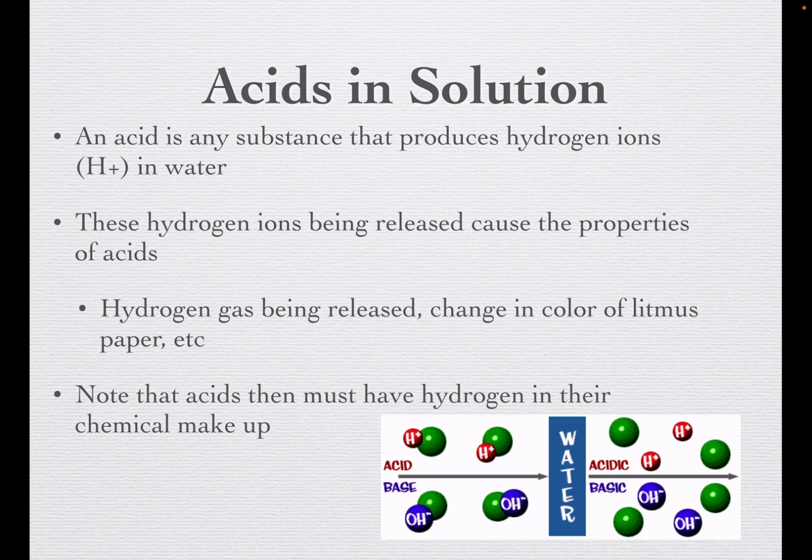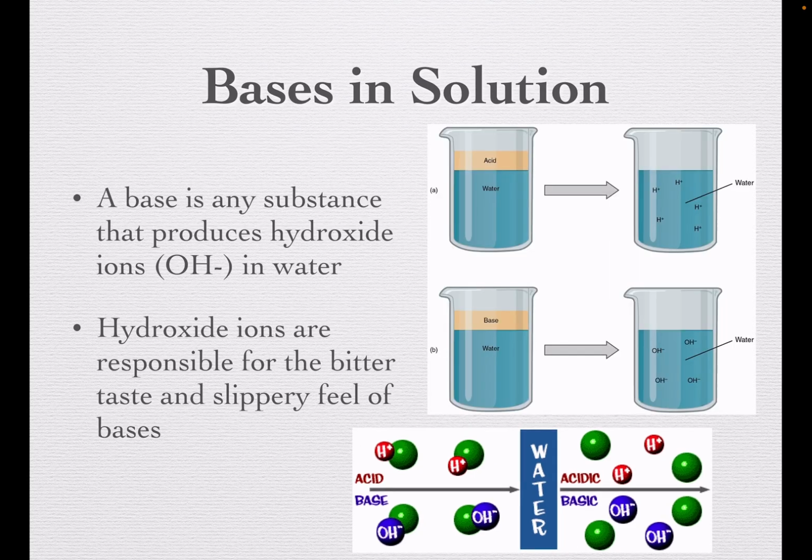In order to have hydrogen break off from the acids, acids have to include hydrogen in their chemical makeup. And so that's another way to help figure out if it's an acid or a base: if it has only hydrogen instead of hydroxide, which we're going to talk about.